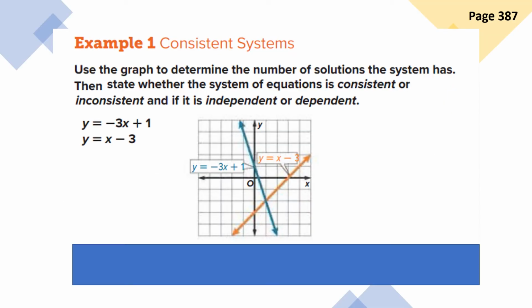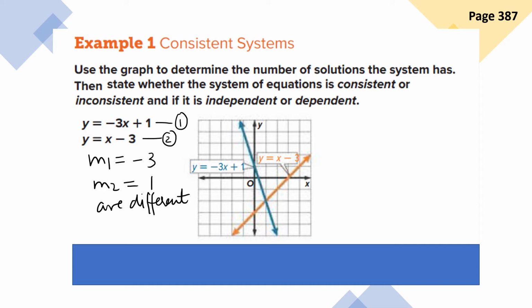Look at these two equations. The graph is given to you. So for y equal to minus 3x plus 1, and y equal to x minus 3, the blue graph represents the first line and the orange graph represents the second line. Both of them intersect at one point, as you can see. Also, m1, which is the first slope, and m2, which is the second slope, are different. So when slopes are different, it is one solution.